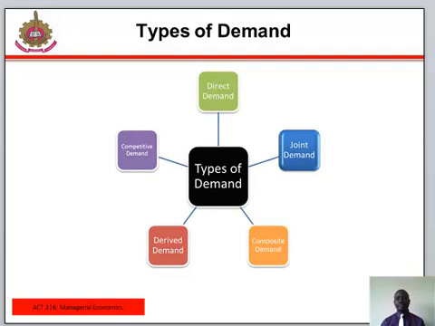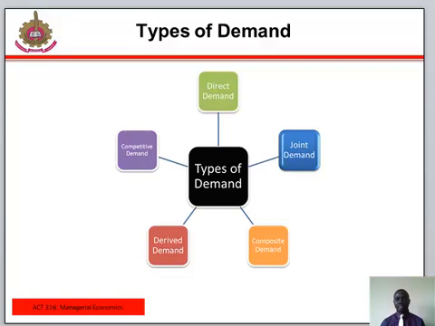The next one is competitive demand. Commodities are substitutes if one can be used in place of the other. Substitute goods serve the same purpose and therefore compete for the consumer's income. They are said to have competitive demand because of the fact that they compete for the consumer's income. Examples of substitute goods are Milo and Bournvita, butter and margarine, and some other items like that. A change in the price of one affects the demand for the other.